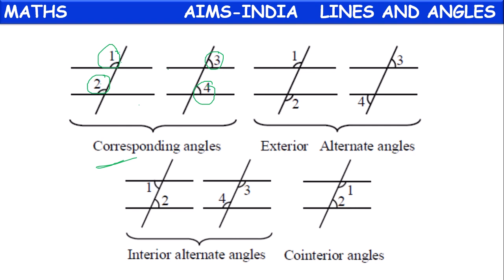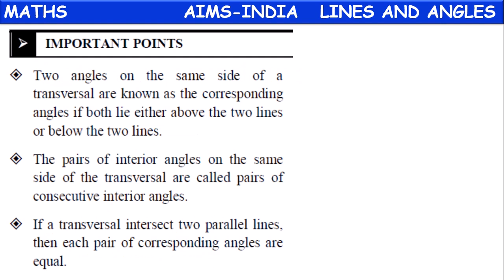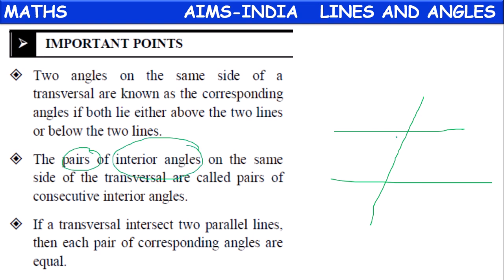Consecutive interior angles. Here, not given. For two lines, if this is the transversal, the pair of interior angles should lie within the lines, on the same side of the transversal, left side only, in the interior part. So this pair is called consecutive interior angles.